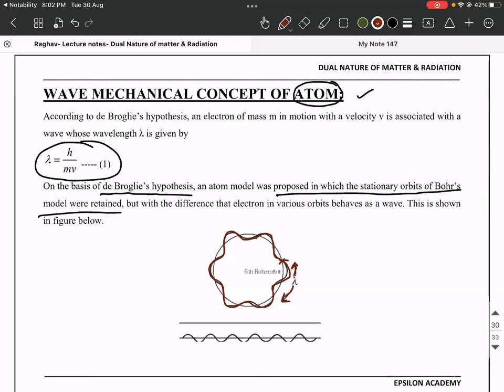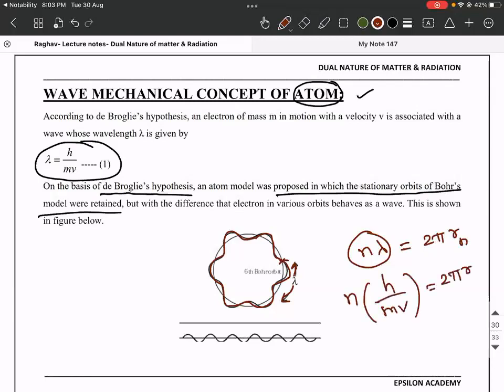So if an electron has started here and it has to come back to the same point, then it should complete an integral number of wavelengths. So n times lambda should be equal to 2 pi Rn, where Rn is the radius of the nth orbit. So n into h divided by mv is equal to 2 pi Rn. So nh divided by 2 pi is equal to m into v into Rn. What is this? m v Rn is angular momentum. nh by 2 pi is the quantization of angular momentum.